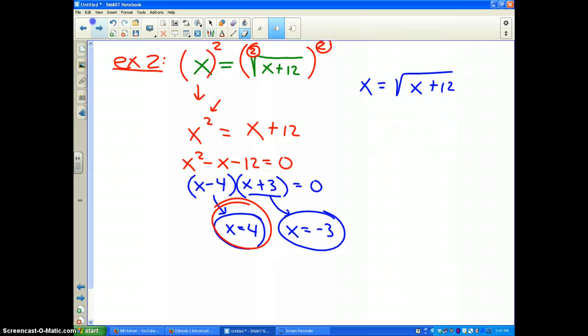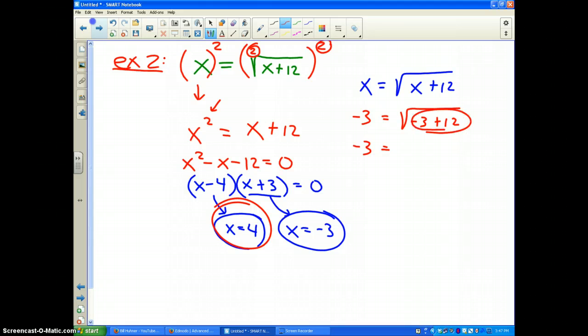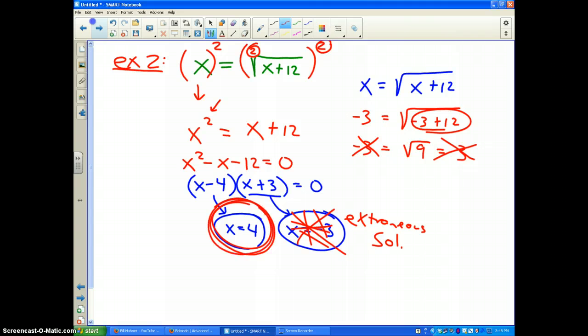Negative 3. I'm going to put negative 3 where the x's are. The square root of negative 3 plus 12. So this equals the square root of 9, which is equal to positive 3. Uh-oh, that doesn't work. So therefore this is an extraneous solution. That's bogus. Therefore, x equals 4 is your final answer.